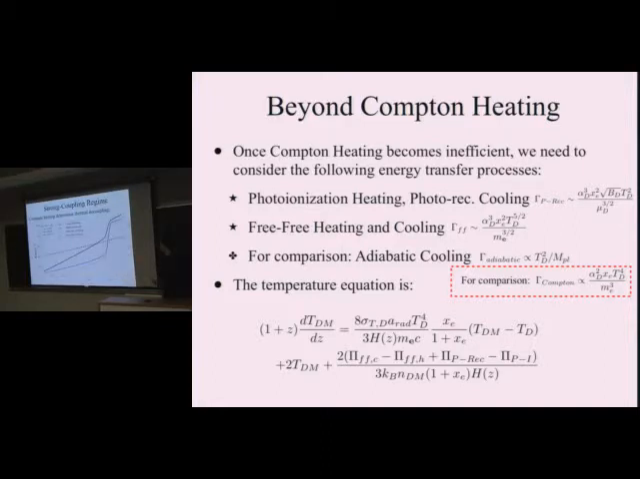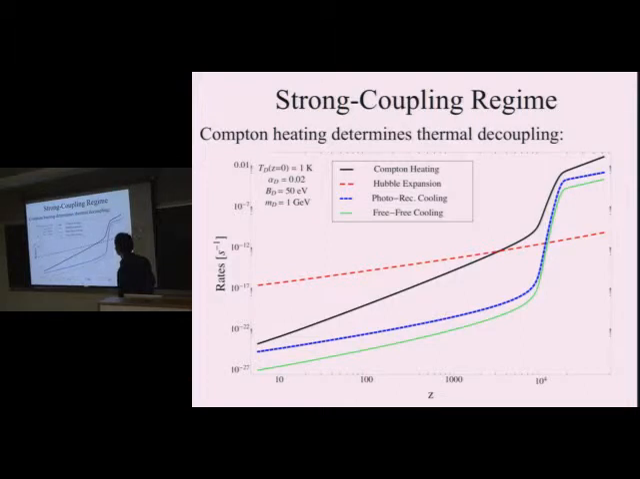Now, in the strong coupling case, as I was saying, Compton heating is the most efficient. Here I'm plotting the different thermal rates as a function of redshift. The black line is Compton heating. For the strong coupling case, we see Compton heating is just efficient compared to all the other rates. So we just use Compton heating, and that determines your temperature.